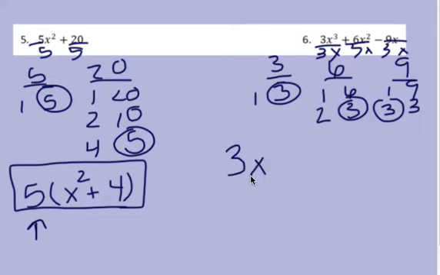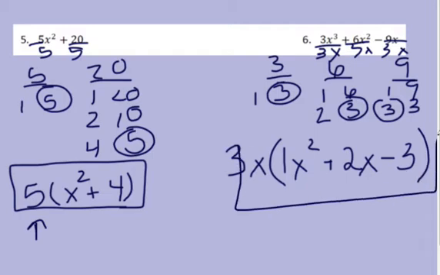So I'm going to write my greatest common factor on the outside, and then you can write 1x squared, or you can just write 1x. 6 divided by 3 is 2. X squared over x is just x. Negative 9 divided by 3 is negative 3, and x over x is going to cancel out. So this right here is your final answer for number 6.